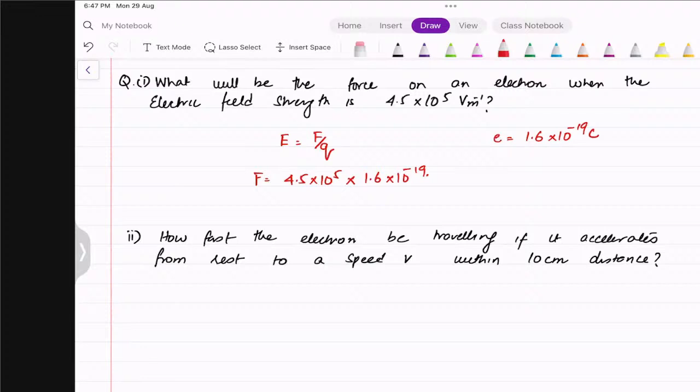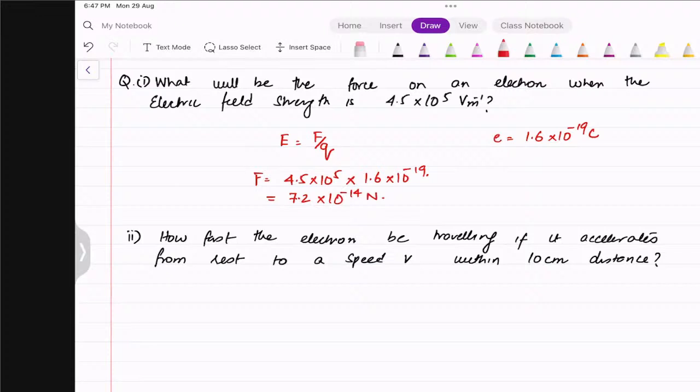Now, so this comes out to be, this should be around, I think, 7.2 times 10 raised to power minus 14 newtons. Understood? Any questions?